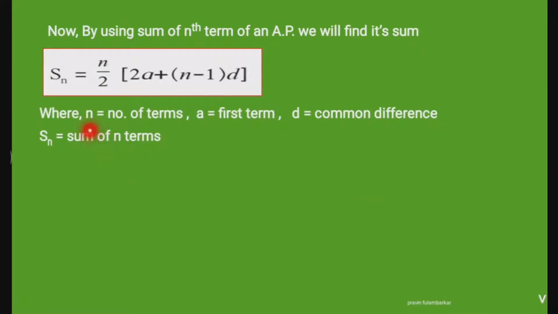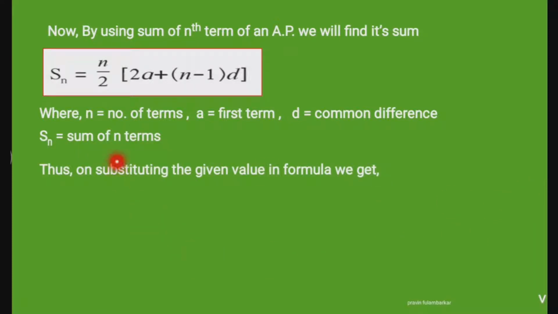First we write what is meant by n, a, d, and Sn. Here n is the number of terms, a is the first term, d is the common difference, and Sn is the sum of n terms. So we substitute the values. Thus, on substituting the given values in the formula, we get.